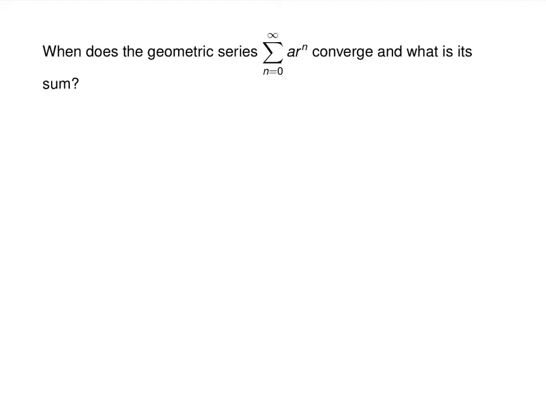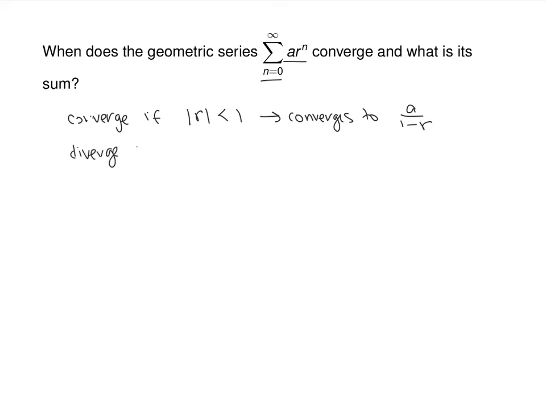So we had two examples of series where we could determine convergence and divergence. A geometric series summed from 0 to infinity of a r to the n will converge if the absolute value of r is less than 1. And in that case, it specifically converges to a over 1 minus r. And this will diverge if the absolute value of r is bigger than or equal to 1.